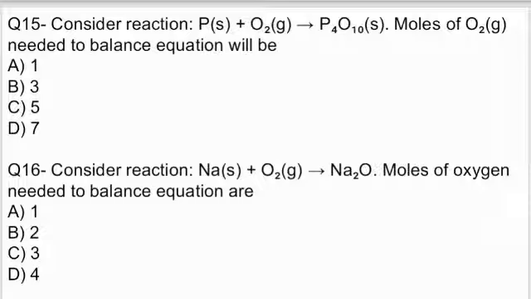Next question. Consider reaction. Na plus O₂ gives Na₂O. Moles of oxygen needed to balance equation are, options are 1, 2, 3, 4. The correct option is A, 1.